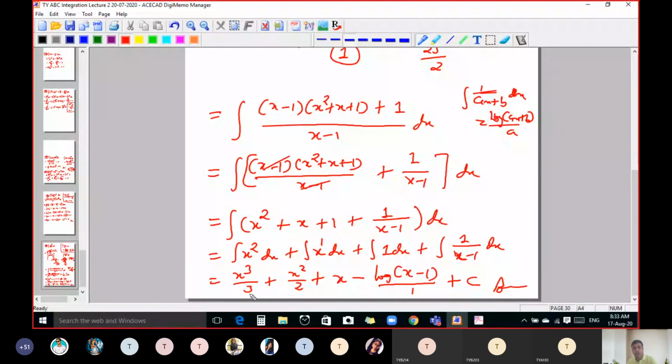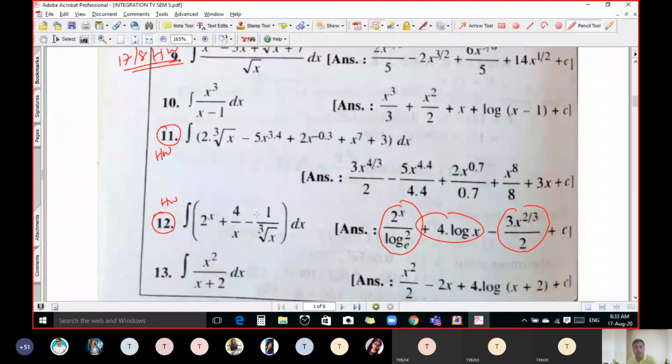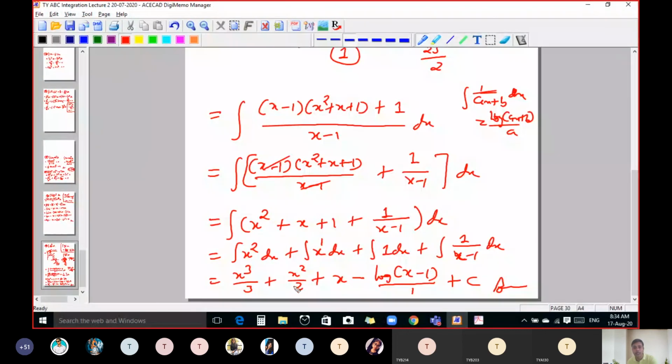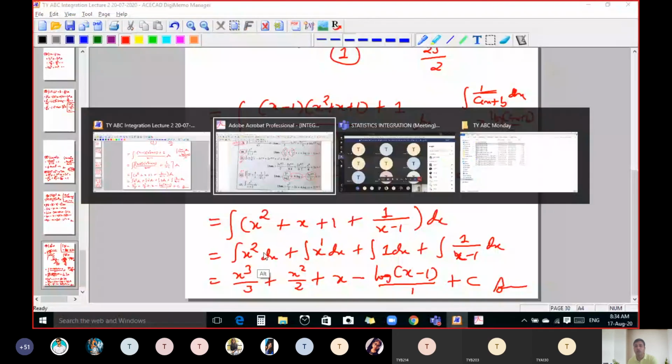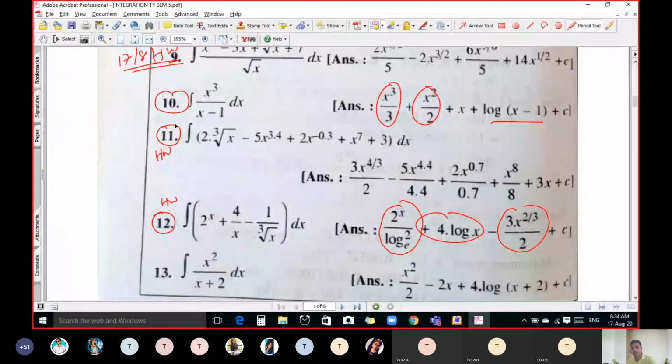See the answer for question number 10: x cubed by 3 plus x square by 2 plus x plus log of x minus 1, plus c. So this is the answer for question number 10.